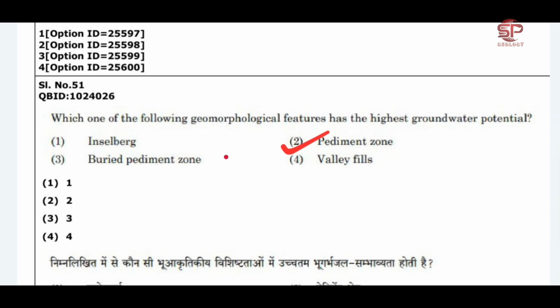it will lose the characteristic of pediment, so it will not percolate that much water. Inselberg is a structure, and below that you will not get that much groundwater. But valley fills can be a buried valley. If it is a buried valley, then it also has the maximum groundwater potential. But as it is mentioned only valley fills, it will not be correct. So the answer will be pediment.